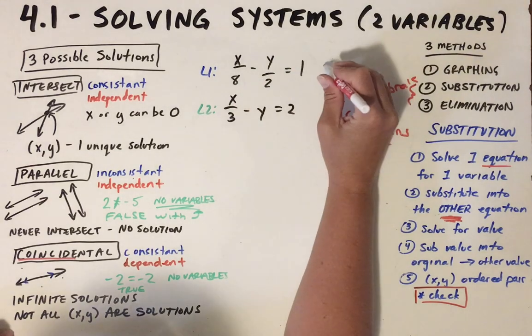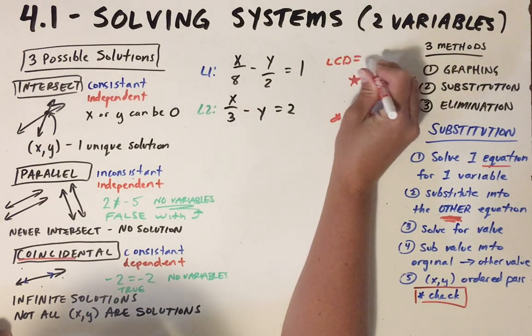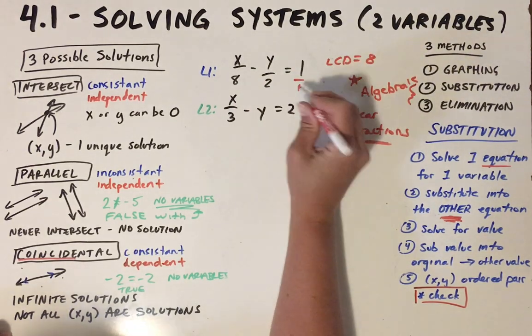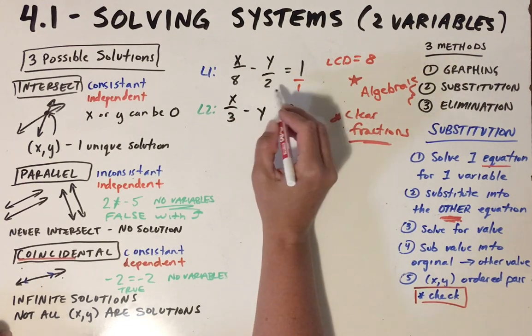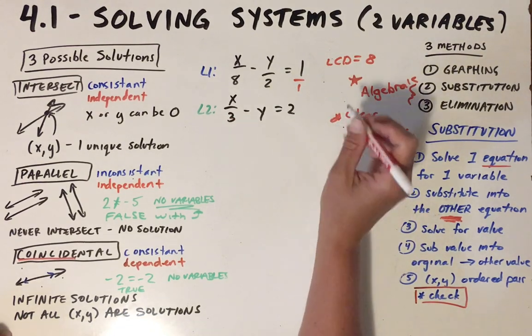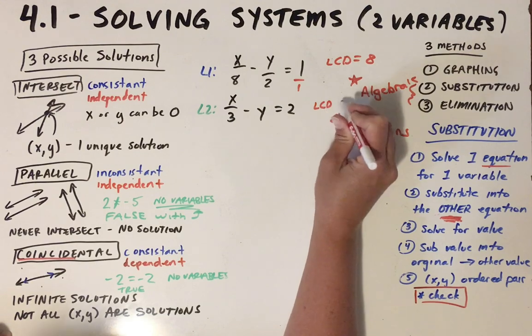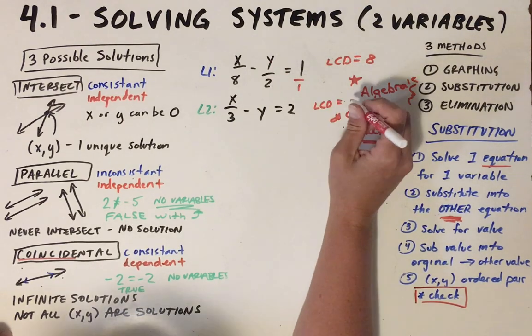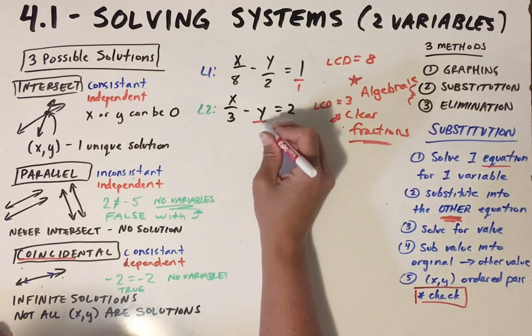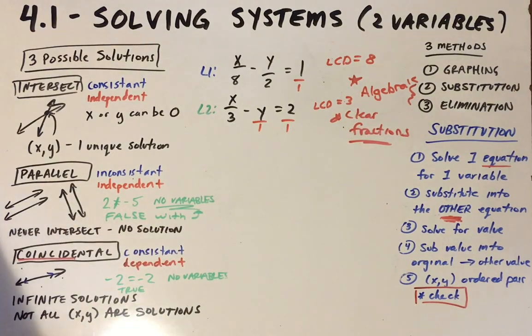So the LCD for the top here is going to be 8. That is the least common denominator, the smallest multiple of all the denominators. The LCD for the bottom equation, I'm going to treat them separately, they're separate equations, is going to be 3. This is over 1, this is over 1, and I'm going to treat them separately.